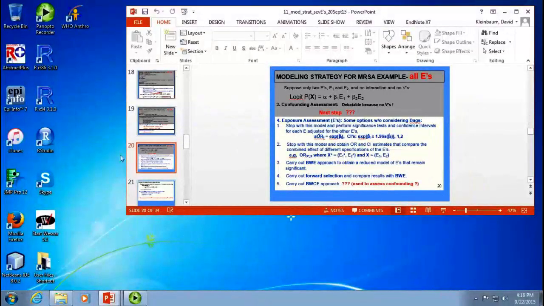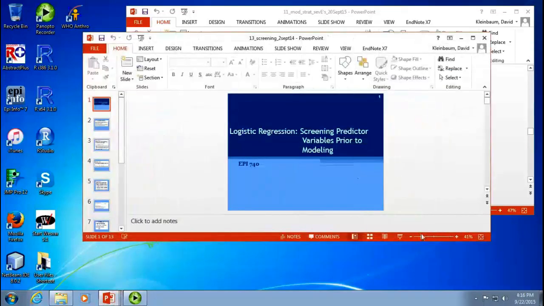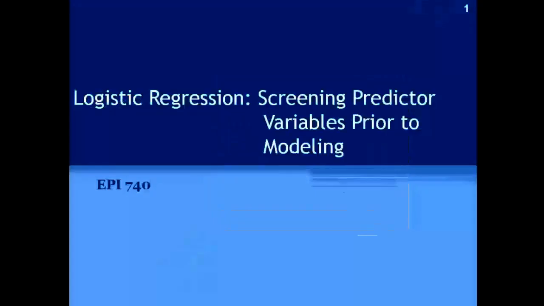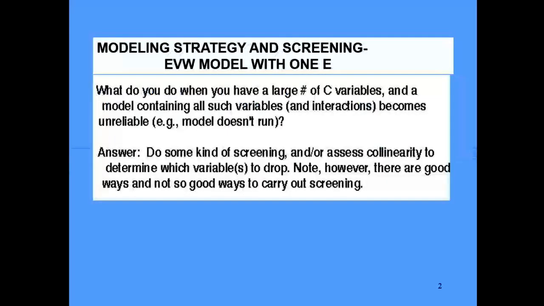Now, another thing I want to talk about very briefly, that we'll talk about tomorrow, is screening variables. Okay, so that's another PowerPoint presentation that I'm going to only very briefly talk about. I just want to introduce this and talk about it in the lab tomorrow, and if I have time next Tuesday, I'll talk about it some more, depending on what your questions are.